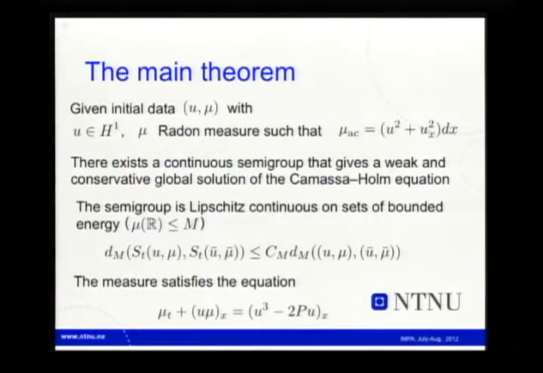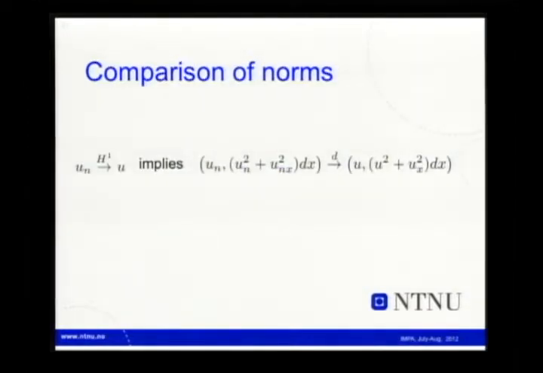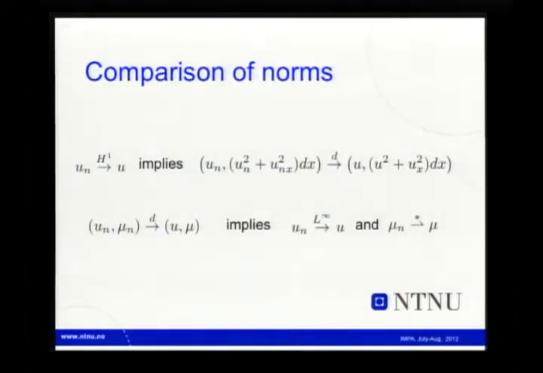How do we know that we actually have a conservative solution? Well, we can see that the measure is conservative or satisfies this conservation law. So it's interesting to compare this metric with the more common one. If you have convergence in H1, this implies that in this metric you have convergence of the corresponding measure. And if you have convergence in this measure, it implies convergence in L infinity and weak star convergence of the measure. So it's somehow in between these two norms. But it's certainly not Lipschitz in either of the two norms, so you need something in between.